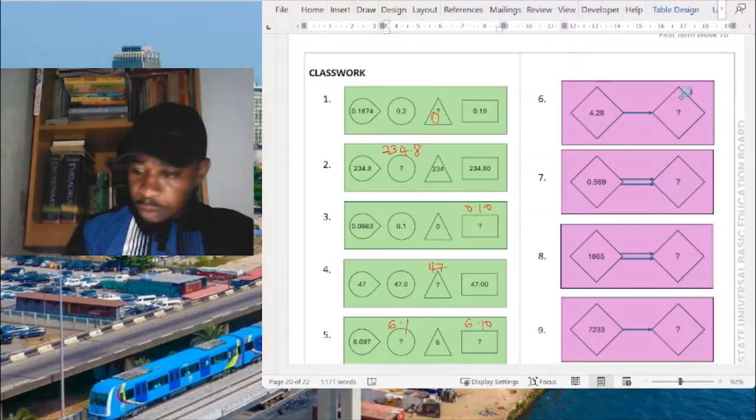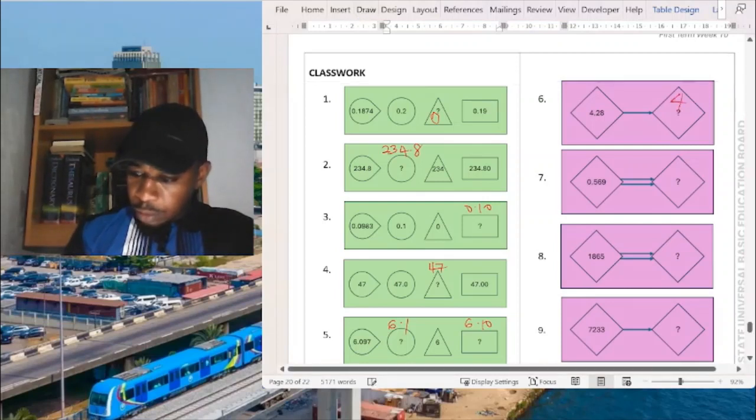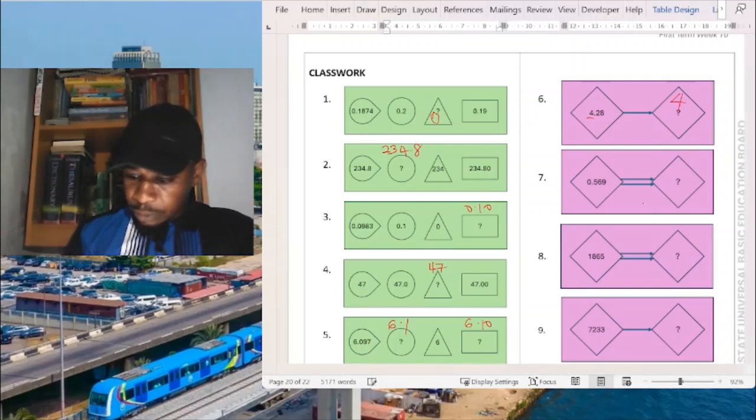That's just going to be 4 because the first significant figure here is 4, and then for number 7 there are 2 arrows, so we'll round to 2 significant figures, and that's going to be 0.57. Okay, for number 8 we have 2 arrows there, 1865 to 2 significant figures, that's going to be 1900. For number 9 to 1 significant figure, so you're going to have 7,000.